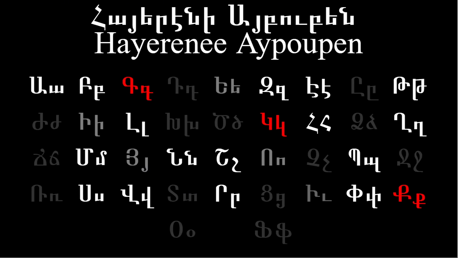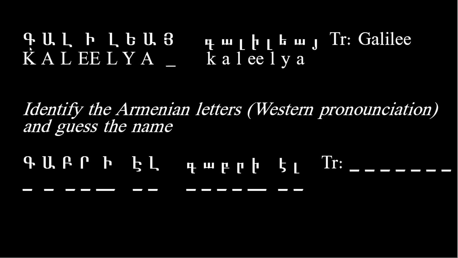Now we can cover the second group, the K, G, G group. So here we have the name of the city, Galilia, which in English is Galilee. Now remember, with the letter he, if it's at the end of most words, it is silent. Now with that, let us identify the Armenian letters using Western pronunciation and guess this name. Again, for a hint, look at the word Galilee with a G sound, but in Western Armenian, we said Galilia with a K sound. So pause the video and I will show the solution in 3, 2, 1.